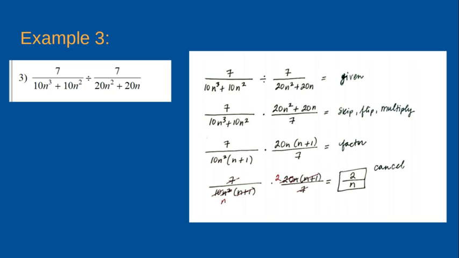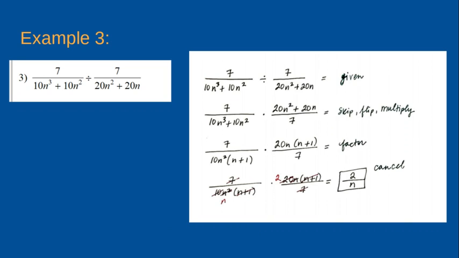All right, example 3, now we're dividing. So top times top, bottom times bottom applies to multiplication, but the algorithm for division is skip, flip, multiply. So notice what I did. I skipped the first fraction, I flipped the second fraction, and I changed the operation to multiplication.